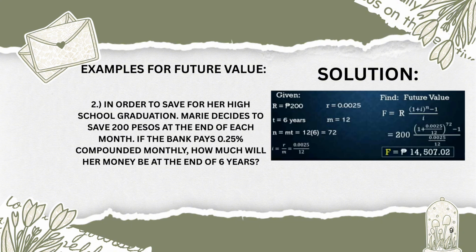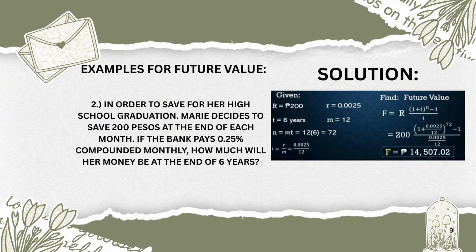Another example. In order to save for high school graduation, Marie decided to save 200 pesos at the end of each month. If the bank pays 0.25% compounded monthly, how much will her money be at the end of 6 years? So the given is R equals 200 pesos, r equals 0.0025, t equals 6 years, m equals 12, and n equals m times t, which is 12 times 6 equals 72. And i equals r divided by m, or 0.0025 divided by 12.